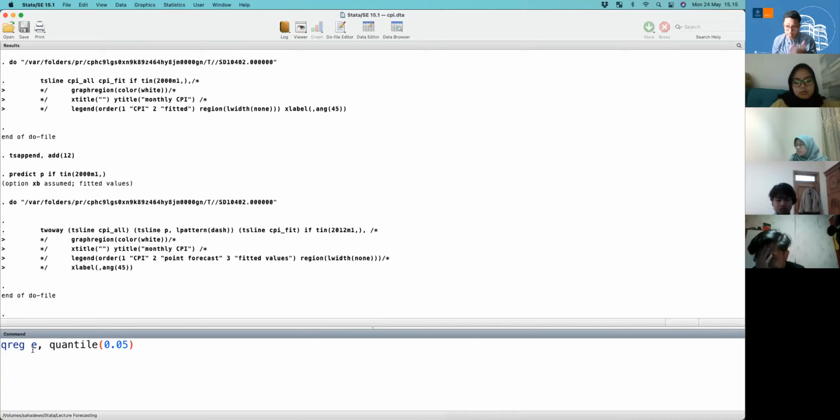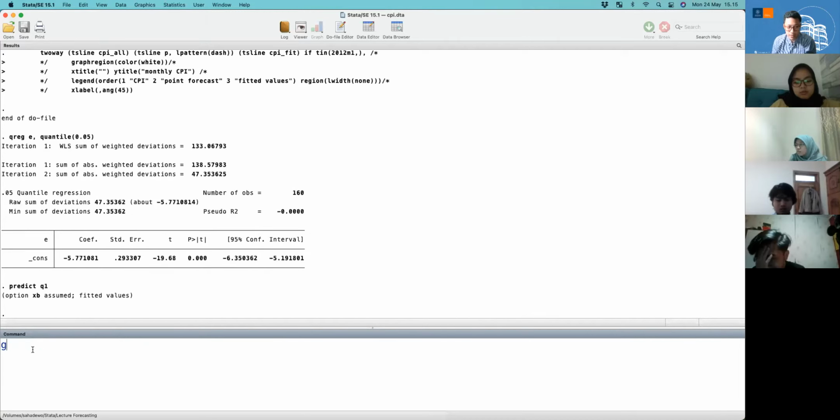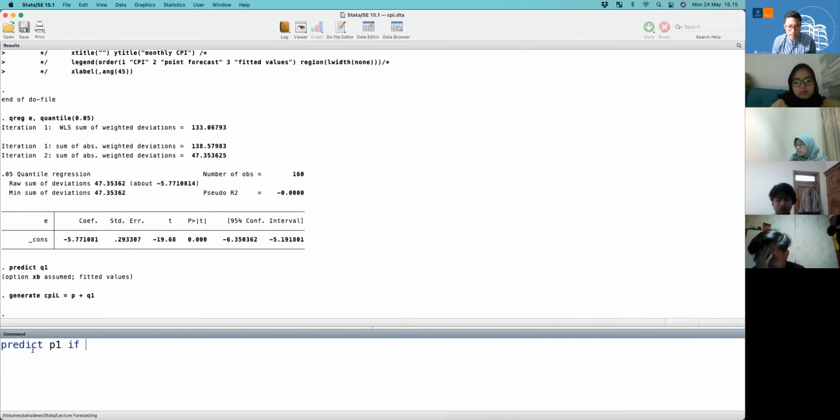In this particular case, I'm going to use the lower bound, which is the 5th percentile. Okay, and then you're going to predict Q1, and then generate CPI L, which is P, the point forecast, plus Q1. Okay, and then you're going to predict P1 if time is after.